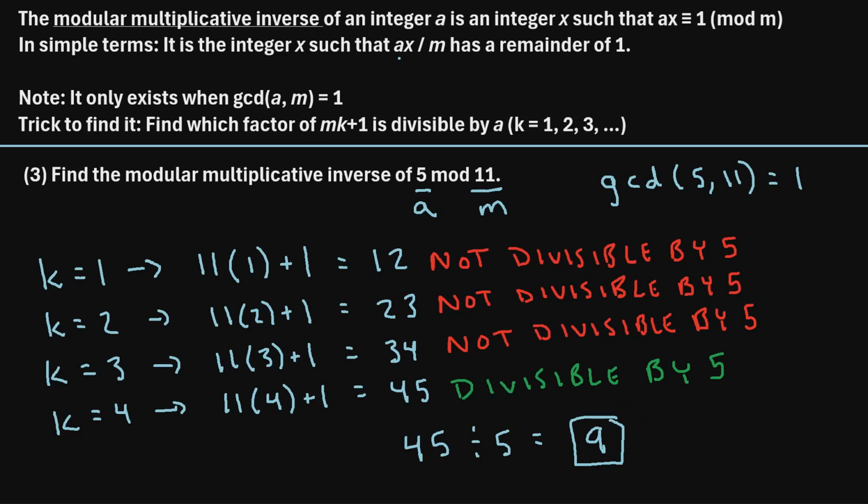And again, if you want to double check that you're correct, just do a times x divided by m and check if you get a remainder of 1. So if we do a times x, so 5 times 9 divided by m, remember m is 11 in this case, we get 45 divided by 11, which is 4 with a remainder of 1. So we do indeed get a remainder of 1. So that's how we know that our answer is correct.